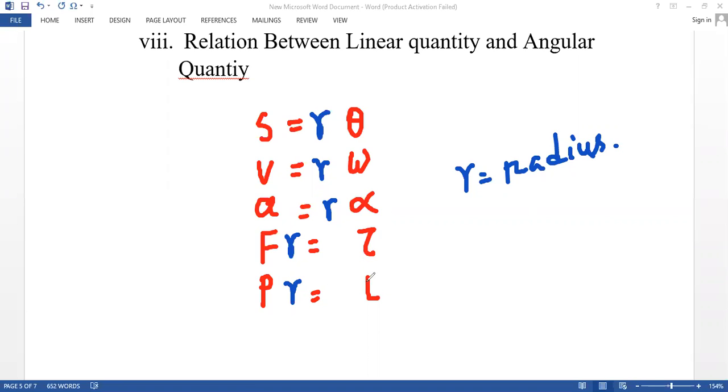The momentum: angular momentum is equal to P r, linear momentum into radius. Linear force into radius is equal to angular force, that is the torque. Again, another thing, linear mass and angular mass, but here you have to multiply radius squared. I will discuss this term in my next class.